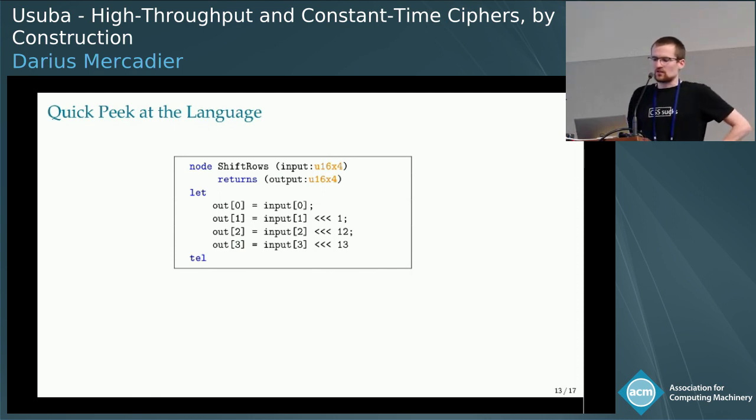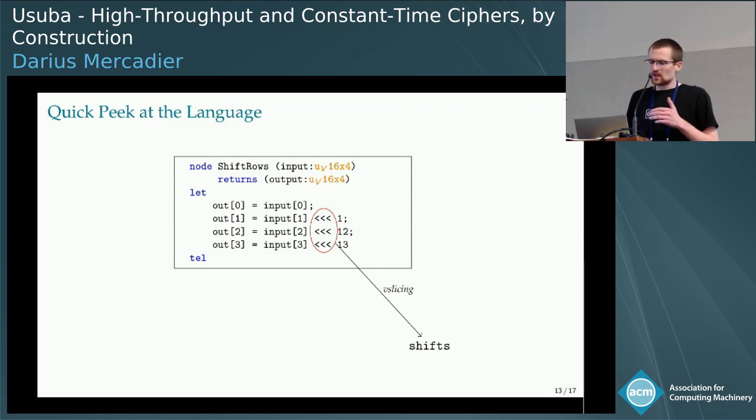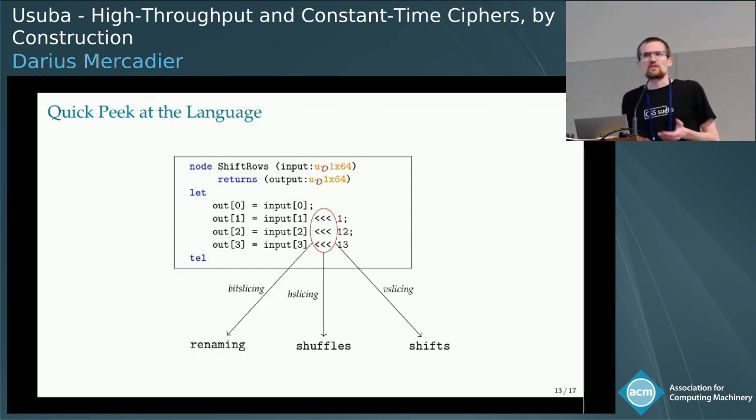Now in practice, on shift rows, what does it look like? Well, the types are not specialized for any slicing type. You just write U16 times 4, and there is an implicit slicing direction within the types, which you will specialize at compile time to generate a code for each operator, which depends on which slicing you are using. So for your rotations, if you are using V-slicing, you will generate shifts. If you want to generate H-slice code, you will generate shuffles, and if you are doing bit slicing, you will rename your variables at compile time. So the compiler does everything for you.